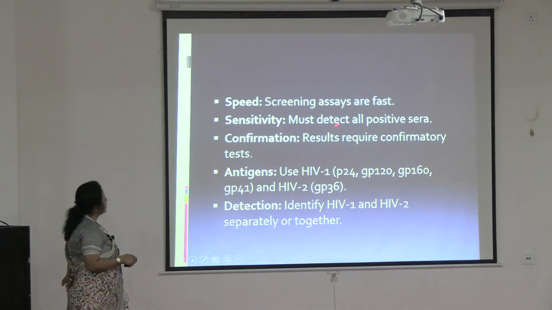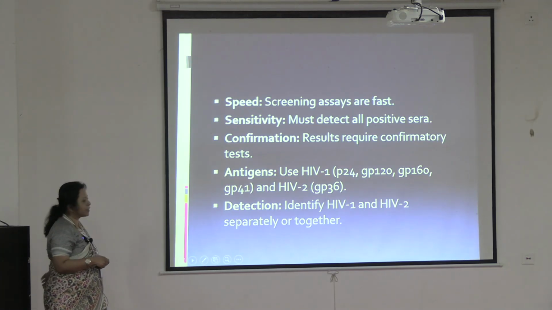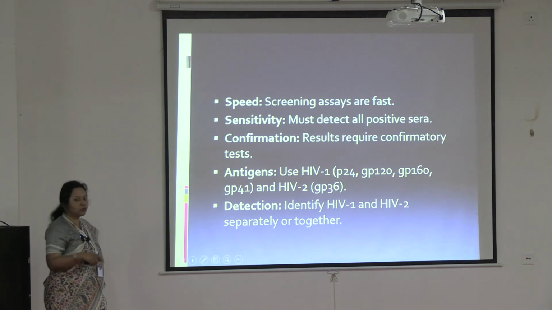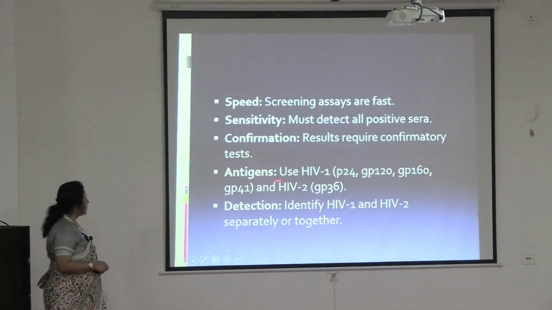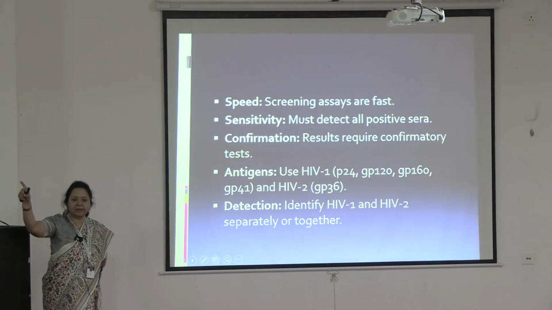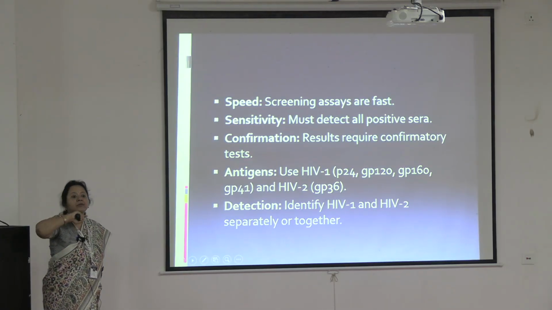Sensitivity must detect all positive sera, so 100% sensitive. Confirmation of results requires a confirmatory test. I will show you the algorithm, how you go for the confirmatory test. Which are the antigens that are used? You have seen in your practicals, na? All those card tests, you have been shown or not? Say yes or no. Okay.